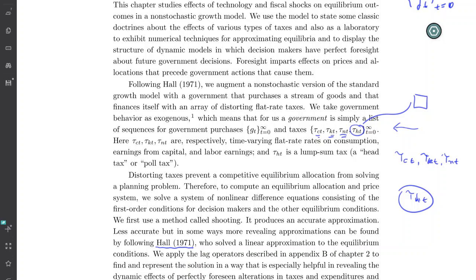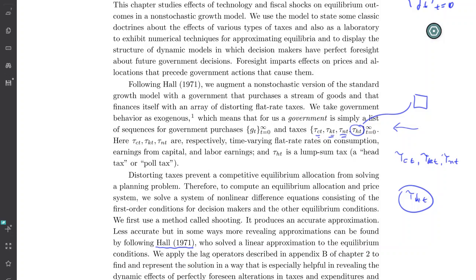We're going to talk about two kinds of taxes. A distorting tax is a tax rate that has the property that individuals, firms, or households can affect how much tax they pay by altering their decisions. And that's called a distorting tax. A non-distorting tax is a tax where individuals can't affect the amount that they owe by making some kind of decision.